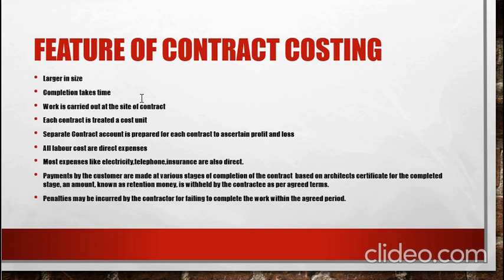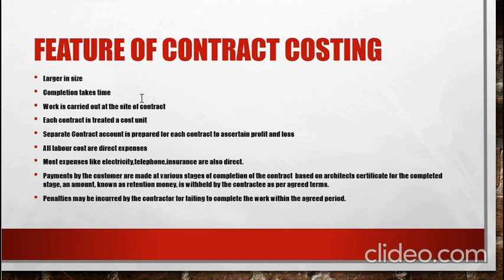Next, a separate contract account is prepared for each contract to ascertain profit and loss. For every contract, a separate account is prepared to ascertain the profit and loss. All labor costs are direct expenses. All the labor expenses incurred in a contract account are called direct expenses, because the main expense incurred in a contract account is labor. Only with the use of labor will the major part of the contract work be accomplished. So all the labor expenses are treated as direct expenses. Most expenses like electricity, telephone, insurance are also direct.